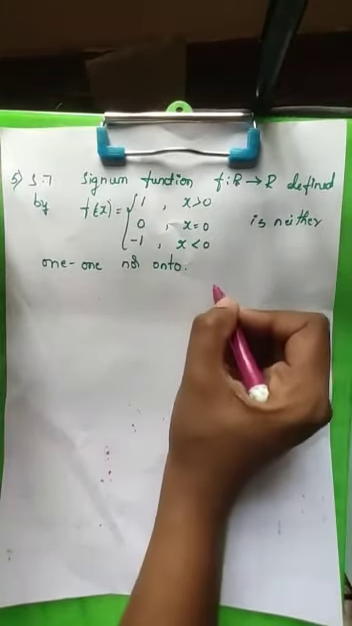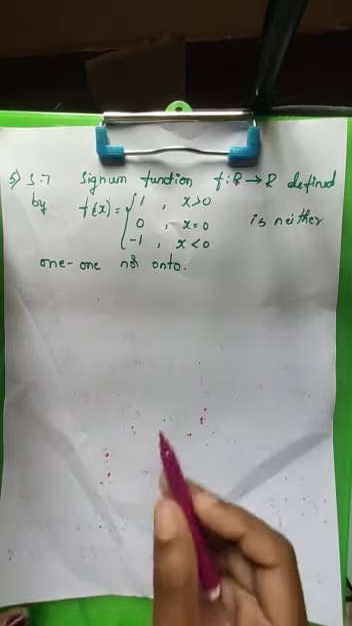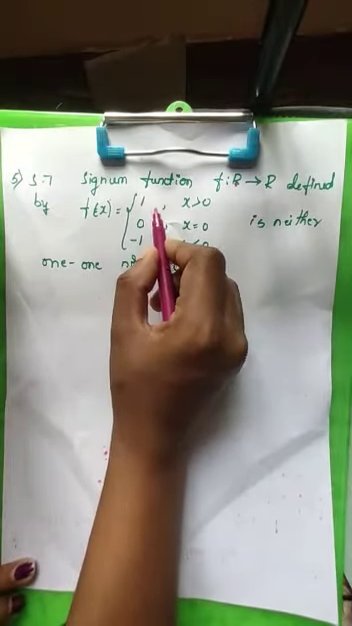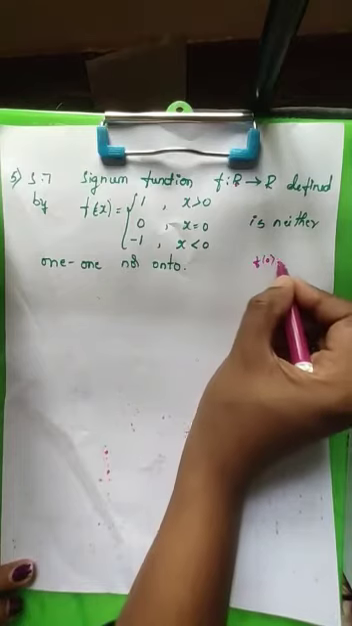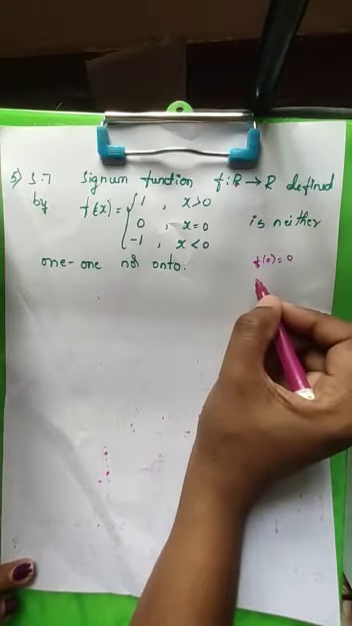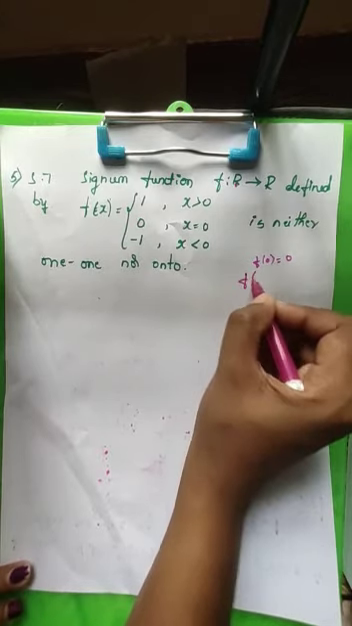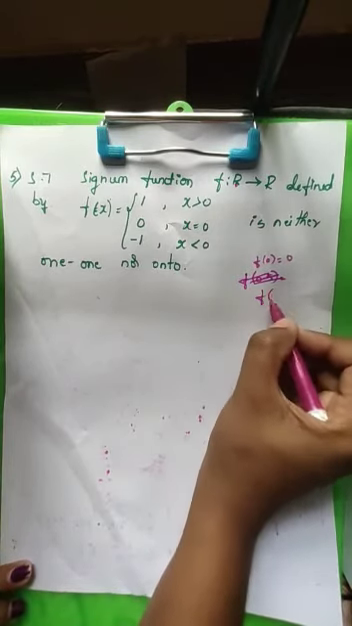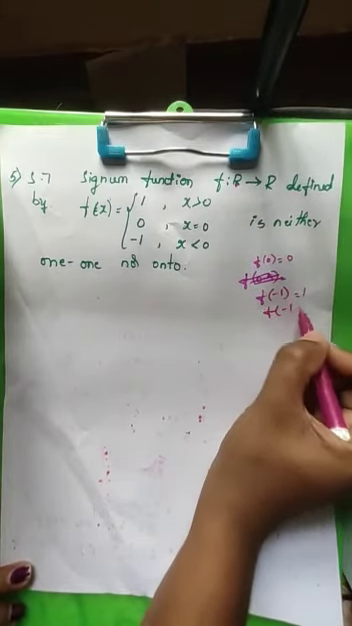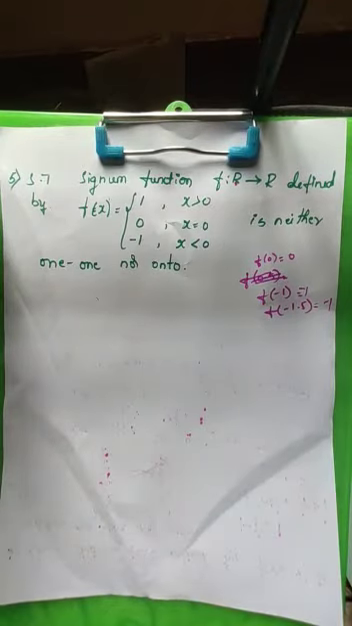That is, f of 2 is also 1, f of 2.1 is also 1, f of 2.3 is also 1, f of 1.1 is also 1. So any number you take greater than 0, the value of f of x will always be 1 under the signum function. If x is equal to 0, then f of 0 is always 0. If you take any number less than 0, f of minus 1 is minus 1, f of minus 1.5 is also minus 1. So any number less than 0 gives the value minus 1.